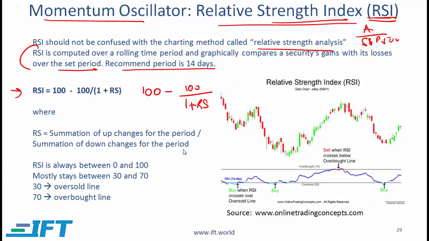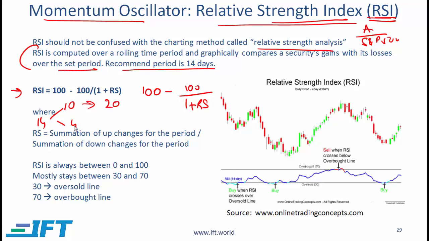changes for the period. Let's say we have a 14-day period, and in the 14-day period we have 10 days where the market or this particular stock went up and 4 where it went down. During these 10 days, let's say that the market went up $2 every time that it went up. That's a big number, but just for illustration. So overall, the up move was 20.